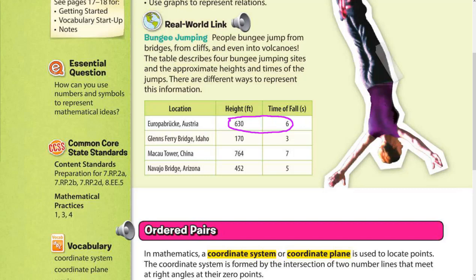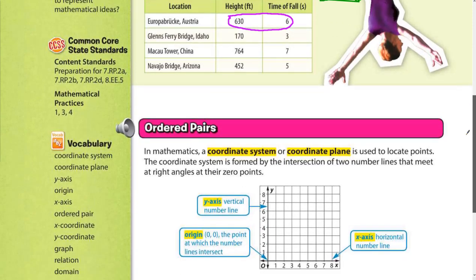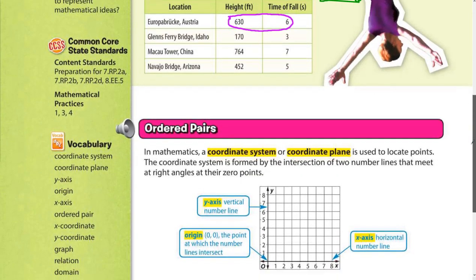If we were looking at bungee jumpers, we could say, all right, we have one part of our graph that's going to be the height, and one part of our graph that's going to be the fall time. And we would have a line. If we looked at all of these different places, we would end up with some kind of a line made up of those ordered pairs. So when we talk about ordered pairs, we are talking about something very specific.